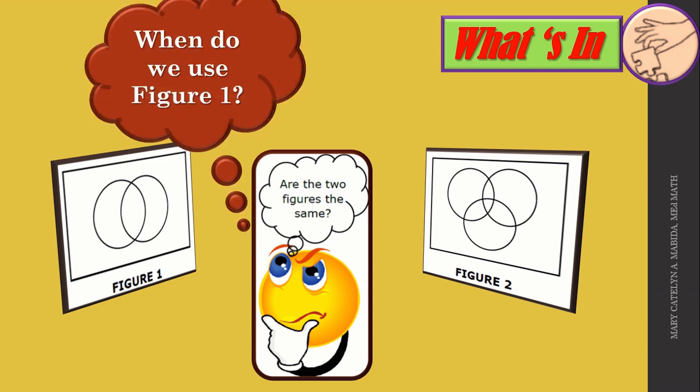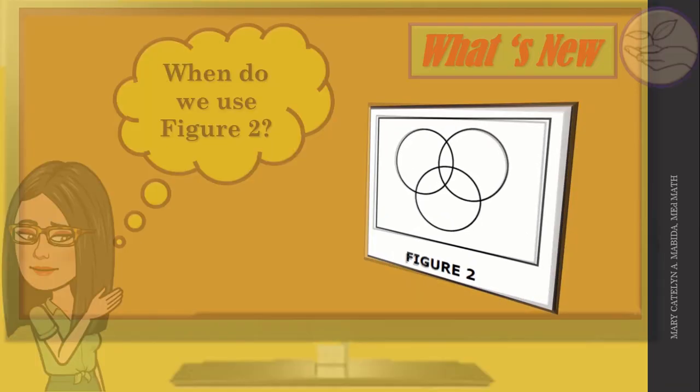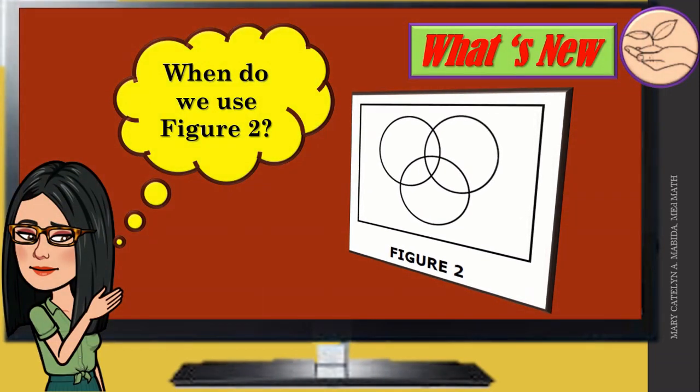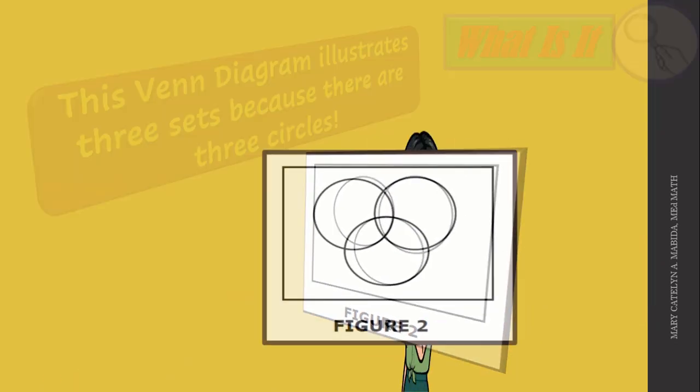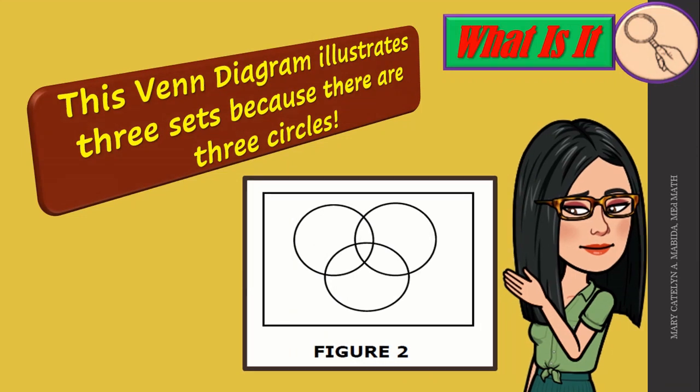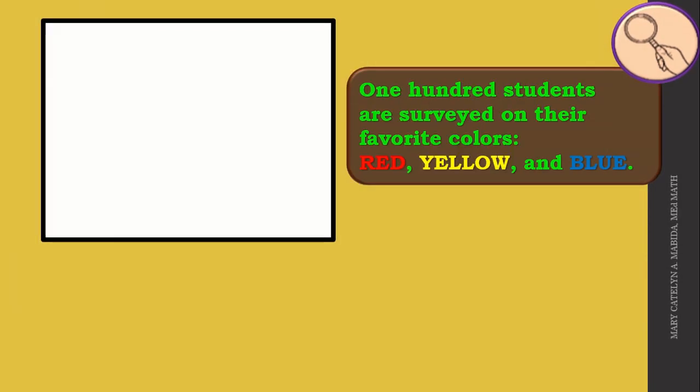When do we use figure 1? We use figure 1 when we illustrate set relations or operations involving two sets. When do we use figure 2? We use figure 2 when we illustrate set relation or operation involving three sets. This is a Venn diagram that illustrates three sets because there are three circles. Now let us practice solving set problems with three sets. Let's get started.